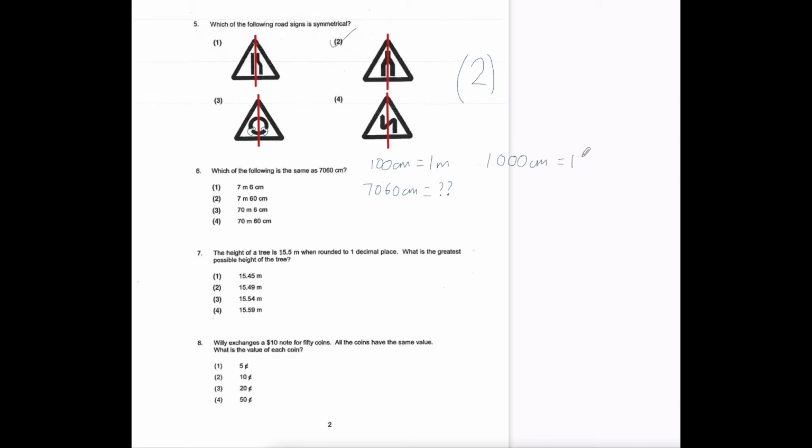It will be 10 meters. Okay, I just add another 0 on both sides. I add a 0 here, I add a 0 here. So this is what I get. So I have 7000 here. So I have 7000 cm equals to 70 meters.